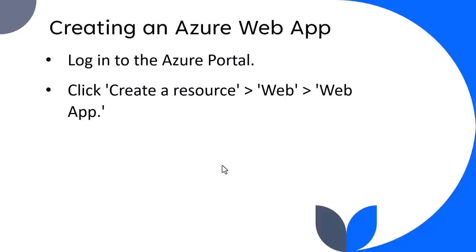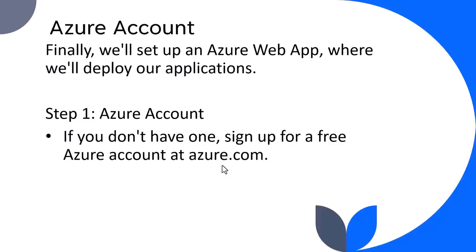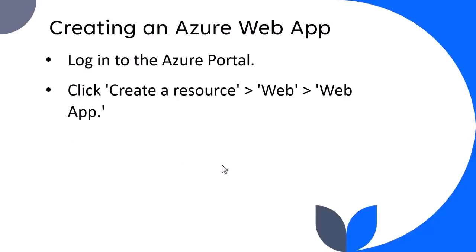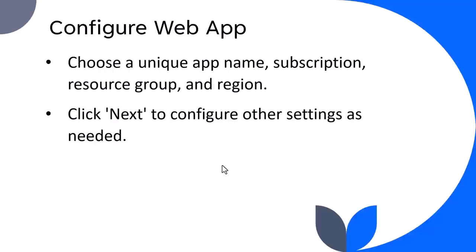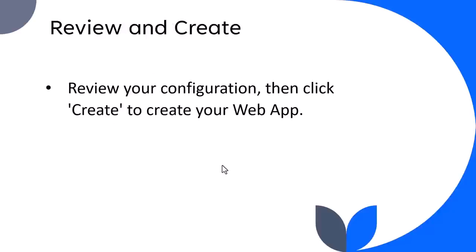Okay. So, now creating an Azure web app. You'll have to log into the Azure portal from azure.com. Once you've signed in or created a registration, free of cost initially, you could log into the Azure portal and click create a resource and then web and web app. And then in the configuration of the web app, you choose a unique app name, subscription, resource group, and region. And then click next to configure other settings as needed. And then review your configuration and click create to create your web app.